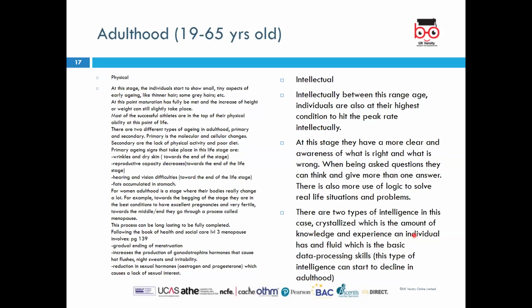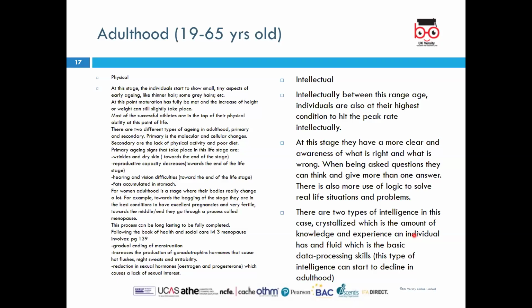Primary aging signs may be like you develop wrinkles and your skin dries. Reproductive capacity decreases, so there's more reproduction happening earlier, and later on it's less and less. Hearing and vision difficulties go down. Fats accumulate in the stomach. That's also because of lack of physical activity.